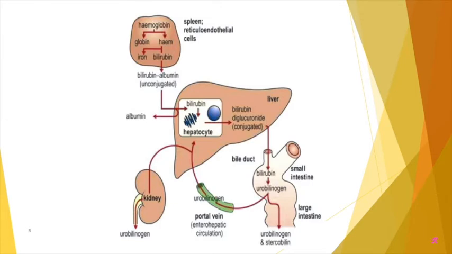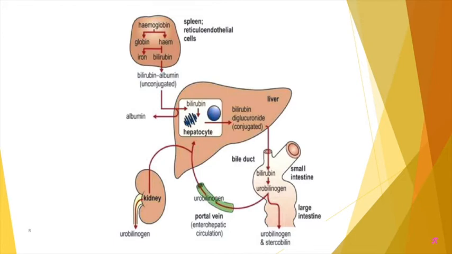Next, sorry, it gets entered into the hepatocytes, where first it will dissociate from albumin, then it combines with glucuronic acid to form the conjugated bilirubin. Then from there, via active transport, it gets transferred into the bile canaliculi, gets excreted into bile, and you can see it comes into the small intestine.